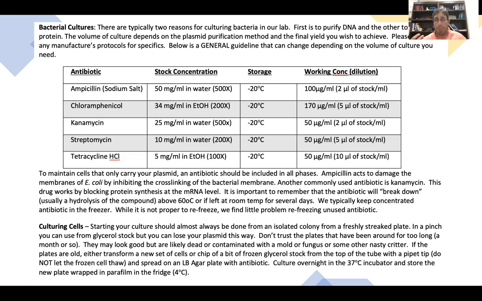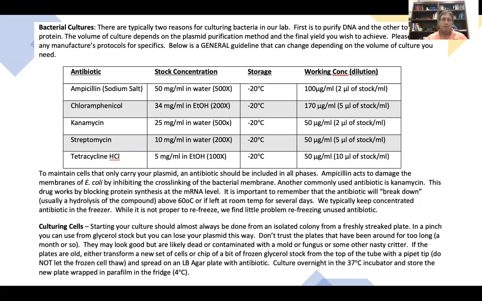If you're using some other backbone, then you need to know the resistance gene for that backbone. It might be chloramphenicol, it might be streptomycin, it can even be tetracycline, and there are lots more besides these. Most of these are stored frozen in water, or in ethanol for chloramphenicol and tetracycline, at either 1000x or 500x concentration. The 500x concentration for ampicillin happens to be 50 mg per mL. They're stored in the freezer for a long time, and in a pinch you can freeze-thaw these antibiotics. They're pretty stable for a long time.